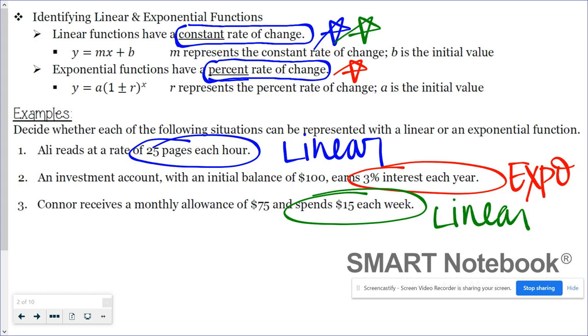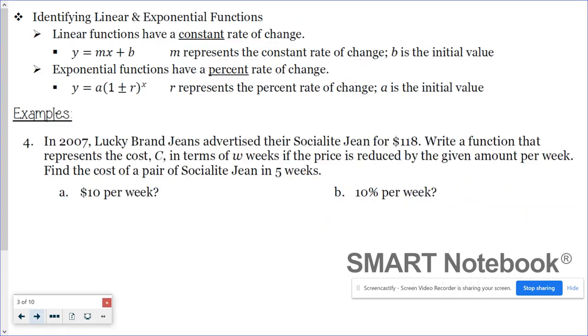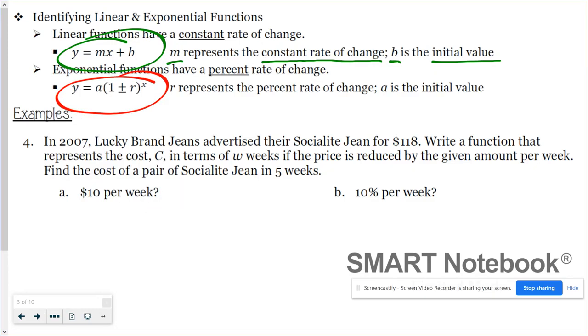Sometimes they just tell us to. Okay, so let's write a linear and an exponential function. When we write linear functions, they're in the form y equals mx plus b. M is representing that constant rate of change, and b is the initial value. When we write exponential functions, they're going to look like this, where r is representing that percent. Got to turn it into a decimal. And then a is the initial value.